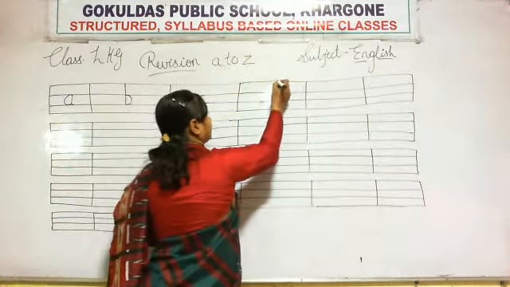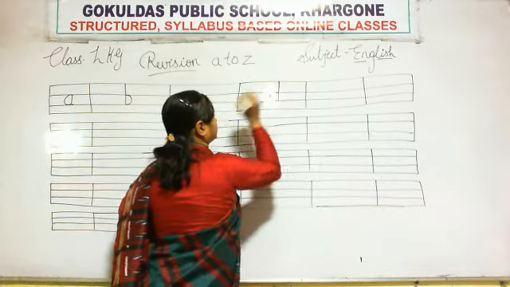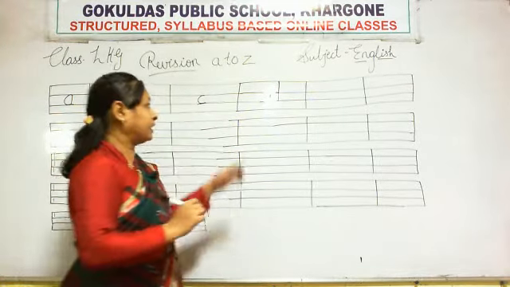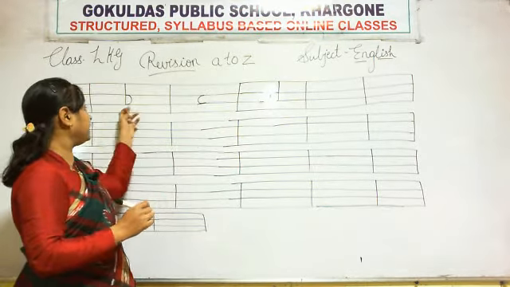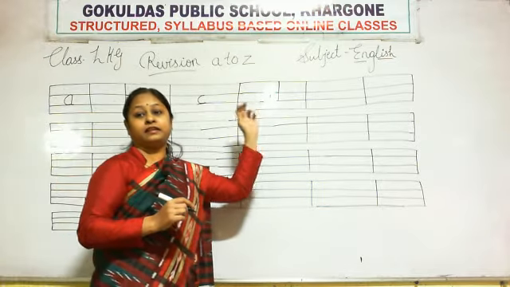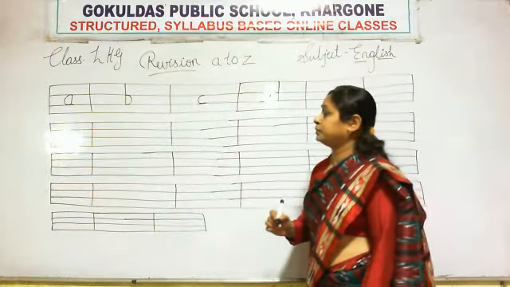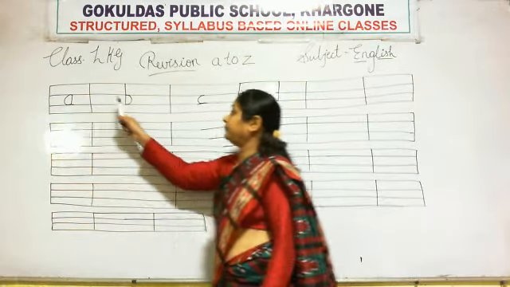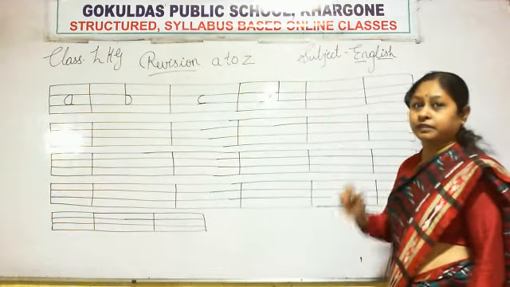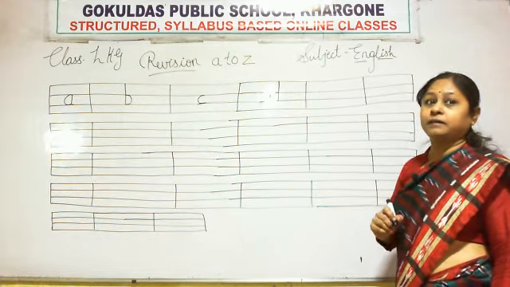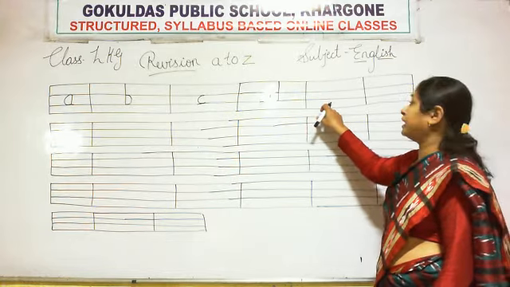D. Standing line and then curve between two lines. A, B, C, D. Written? Done in your notebook? Okay. A, B, C, D. After D, which letter will come? E. How will you write? You will write e between two lines.